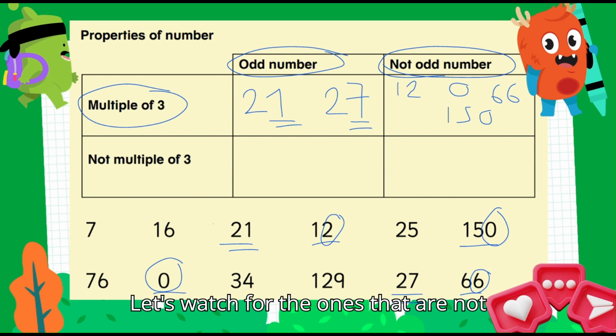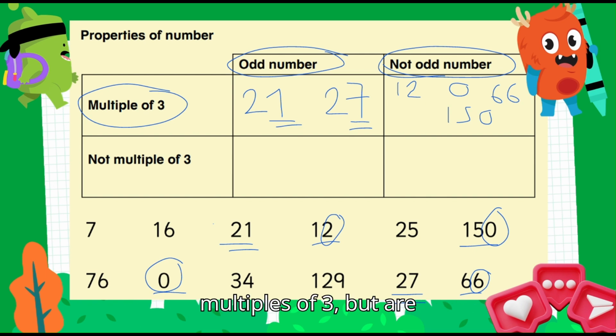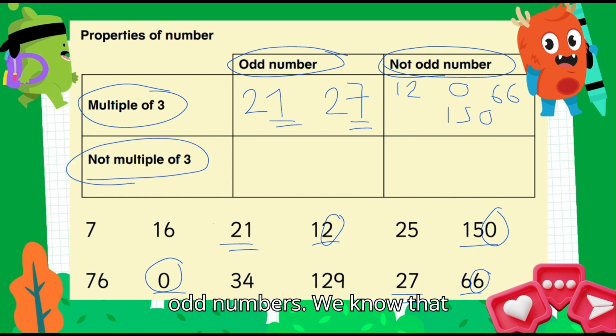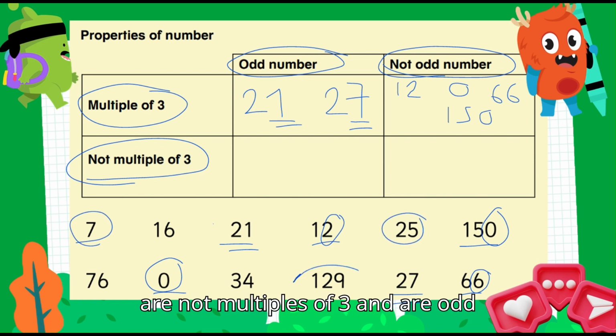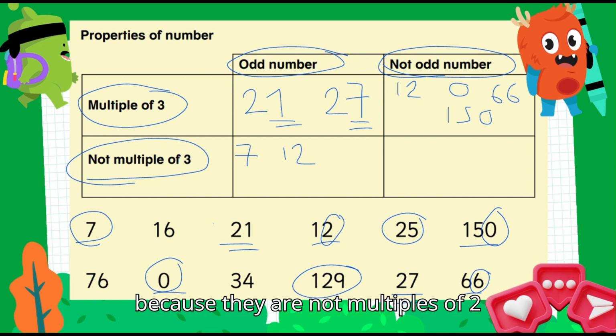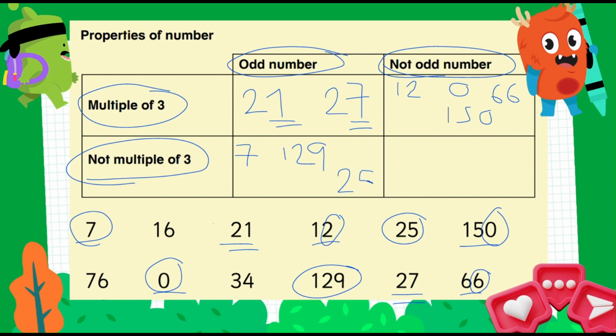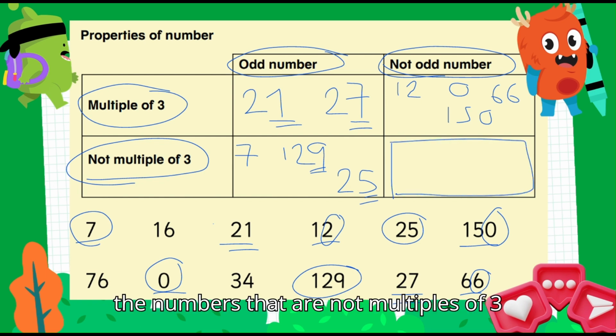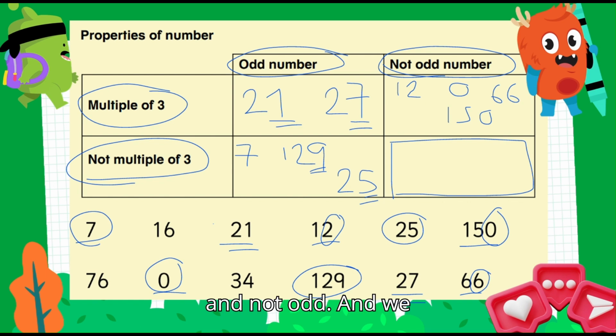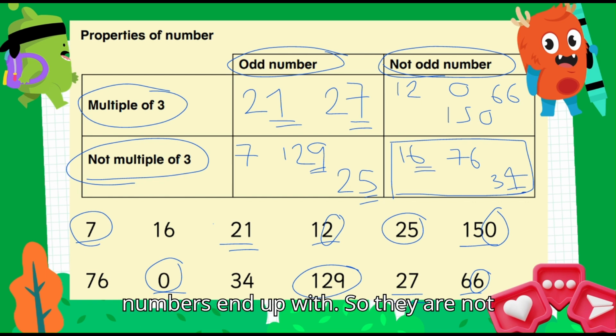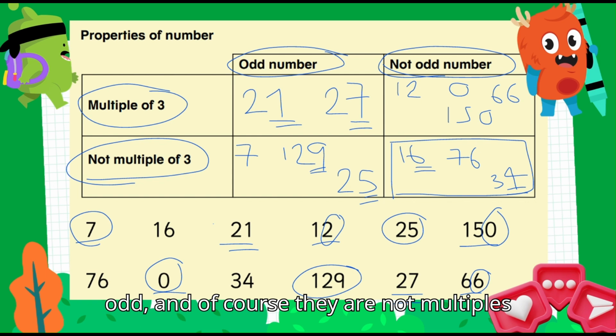Let's watch for the ones that are not multiples of 3, but are odd numbers. We know that 7, 25, and 129 are not multiples of 3 and are odd because they are not multiples of 2 either. And lastly, we have the numbers that are not multiples of 3 and not odd. And we have 16, 76, and 34. 6 and 4 are numbers that even numbers end with. So they are not odd, and of course they are not multiples of 3.